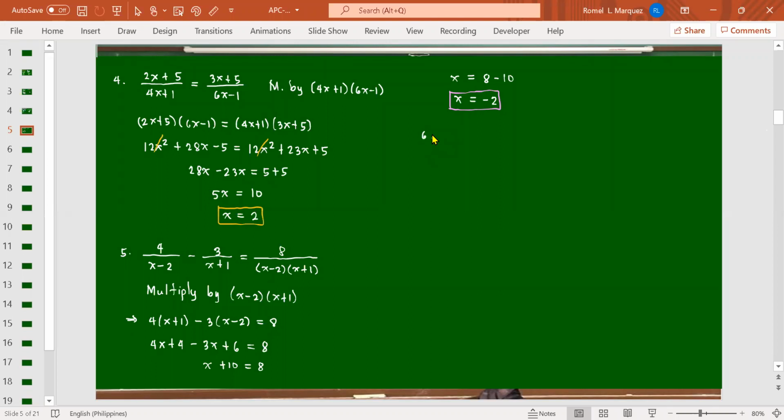What about number 6? For number 6, we have 1 over 2x plus 3 minus 3 over x minus 3, and that is equal to 3 over 2x plus 3, x minus 3.